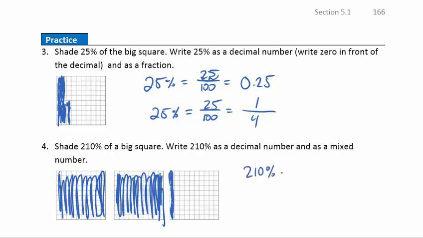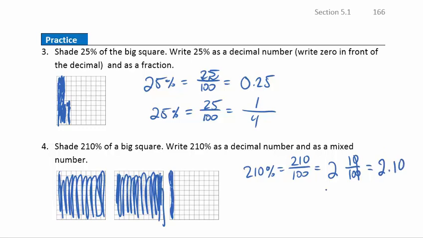There's 210% shaded. Now let's write 210% as a decimal number. So 210% is the same as 210 over 100. Let's see here. 100 goes into 210 2 whole times, with 10 out of 100 left over, just thinking about this in terms of fractions. And then 10 out of 100, 10 hundredths, we can simplify just by dividing out a 10 there. That's 2 and 1/10. As a decimal, then, that's 2.10.